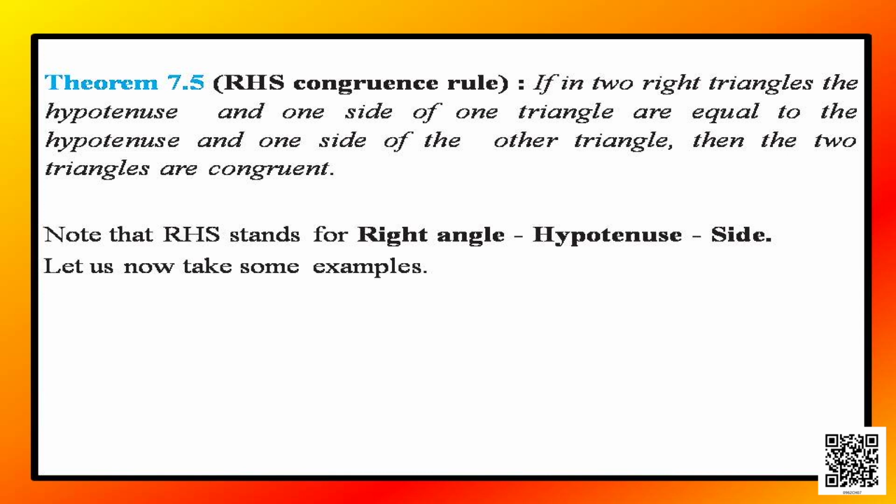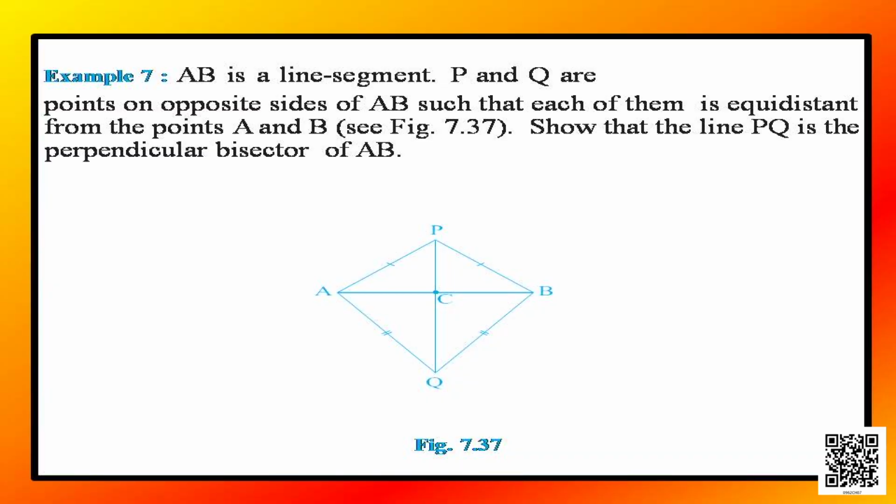So students, let us discuss example 7. It says AB is a line segment, P and Q are points on opposite sides of AB such that each of them is equidistant from the points A and B. Show that the line PQ is the perpendicular bisector of AB. The diagram is given in your book, that is figure 7.37. Let me draw the diagram first, then we will go for the solution.